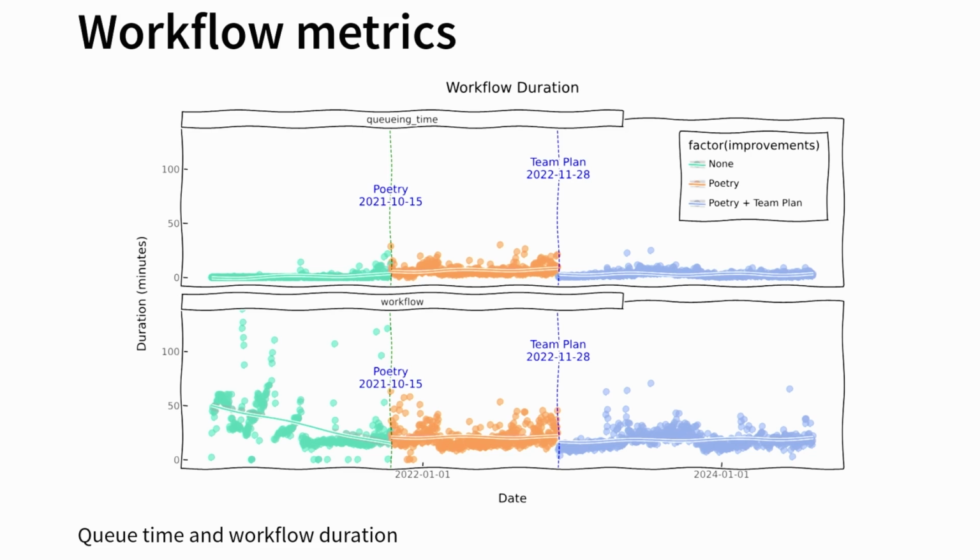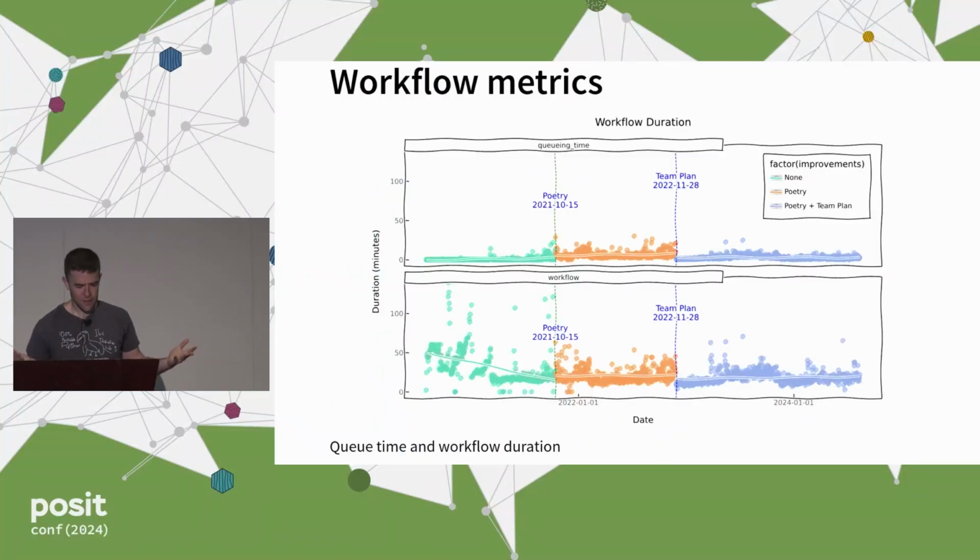And then you can see once we moved to poetry, queuing time seems to have gone up a bit. And that was actually because we were able to run more stuff at the same time. And that's when we were like, okay, maybe we should get more concurrency now. So that's when we switched to the team plan and things happily went back down closer to that original queuing time. There's this weird swell going on in workflow duration. Haven't really figured out what's going on there. But yeah, so that's workflow metrics.